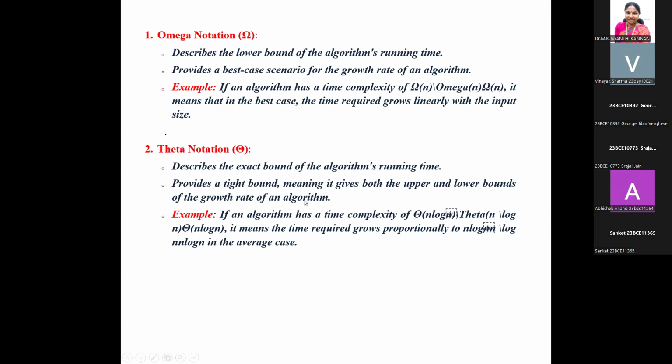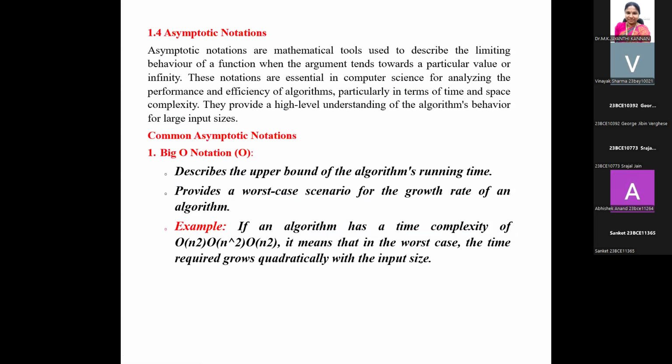And some complete the exam within the exact time of 2 hours 55 minutes, and they are revising the content also, not taking less than the minimum time or more than the maximum time. So that is called exact bound, tight bound, or average case. That is represented using theta notation. Any doubt about big O notation, big omega notation, big theta notation?